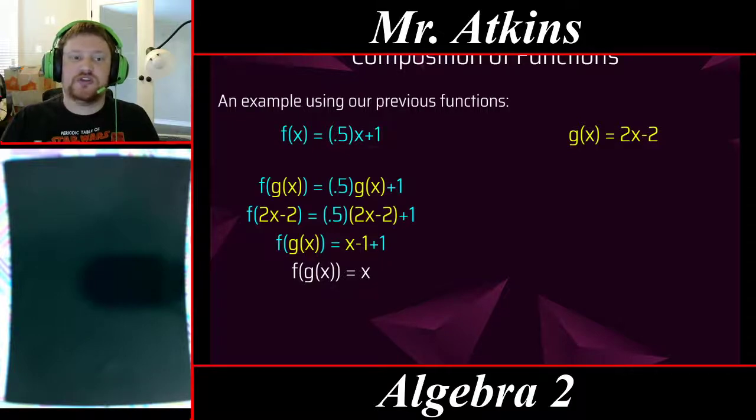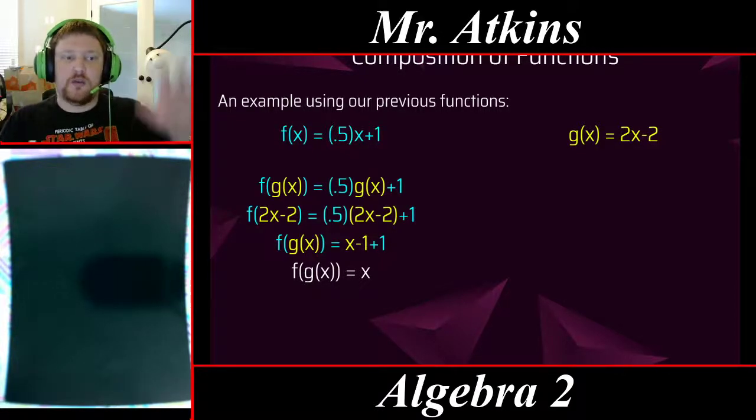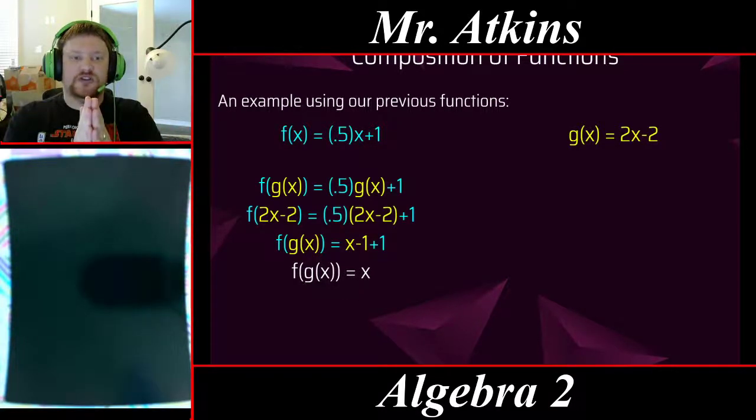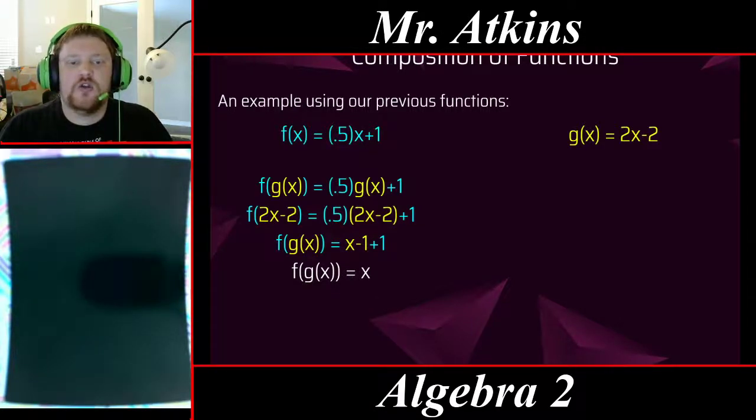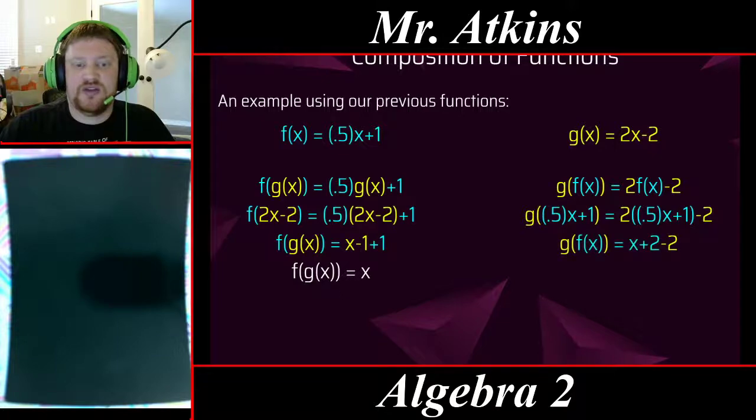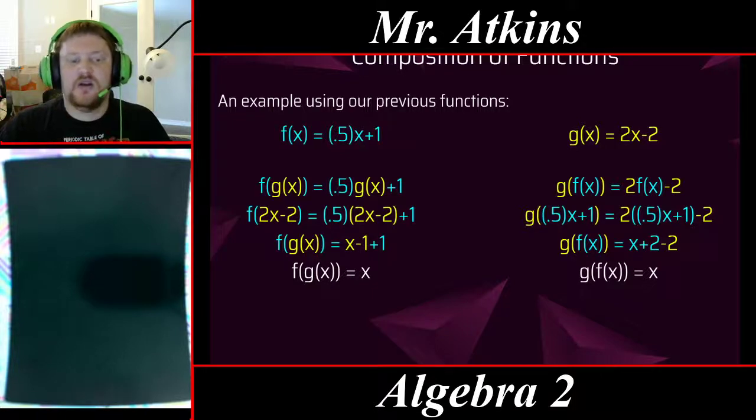We've just used the composition of functions rule to prove that 0.5x plus 1 and 2x minus 2 are inverses of each other. They're opposites. We could have gone the other way, and I'm just going to go through this one quickly, where you have g of f of x, and then you plug f of x in for all the x's in g of x. It looks like this, and then you multiply the 2 through to get this, and then you've got plus 2 minus 2 canceling out to give you x. You do not have to do both. One or the other is enough to prove that they are inverses of each other.